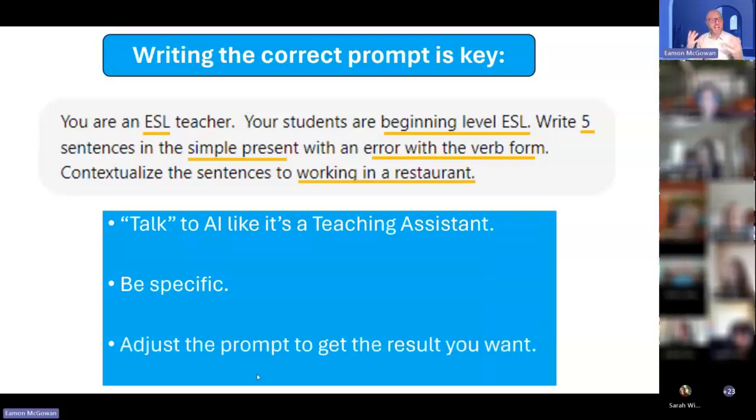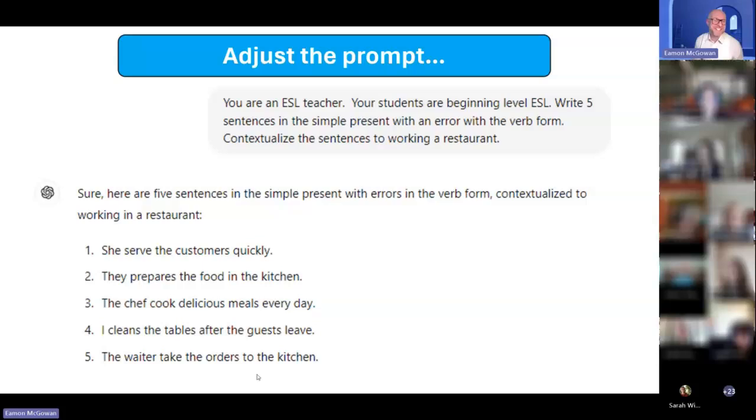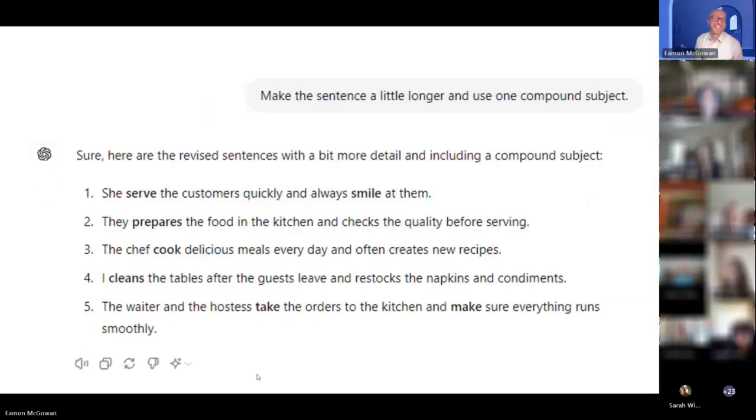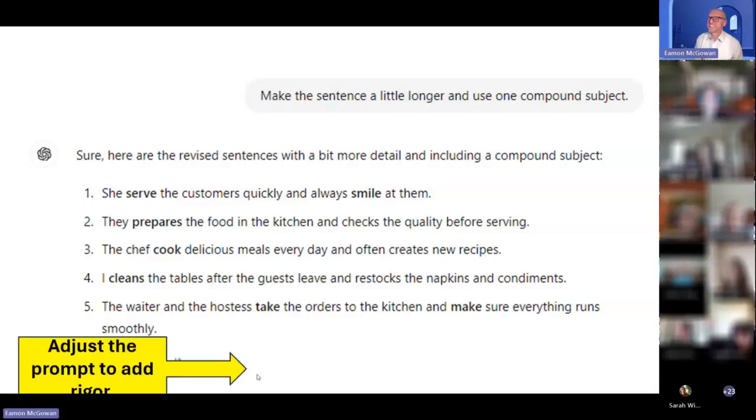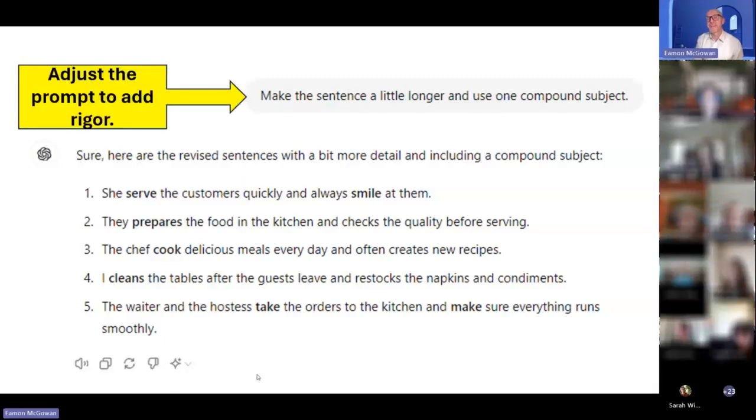Okay. And then adjust. You may not get the prompt correct the first time. You may need to adjust it. For example, this is what Zoya had read for us. That was our results. I may think, okay, well, I'm teaching a level 2-3. For those level 3 students, I want these sentences to be maybe a little longer. So I can tell AI chatbot, I can adjust and say, hey, make those sentences a little longer and add in a compound subject.